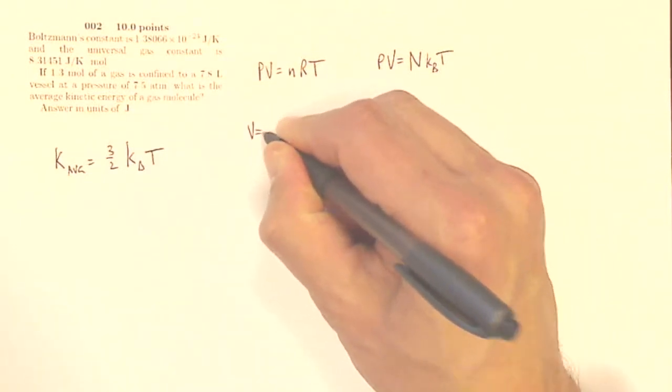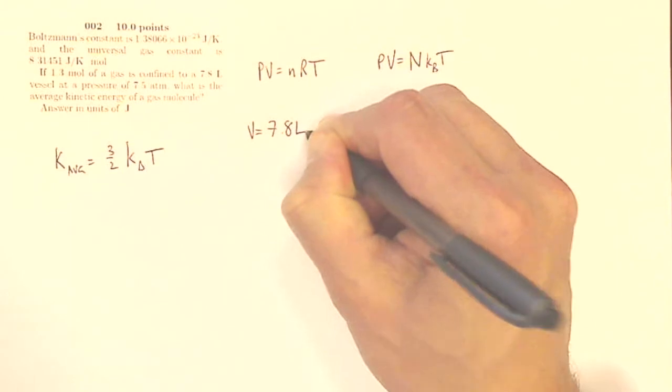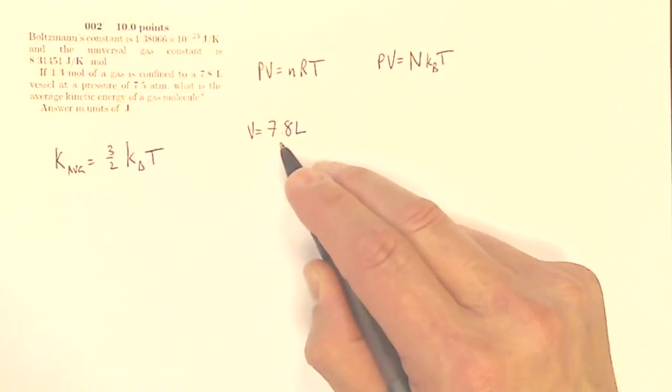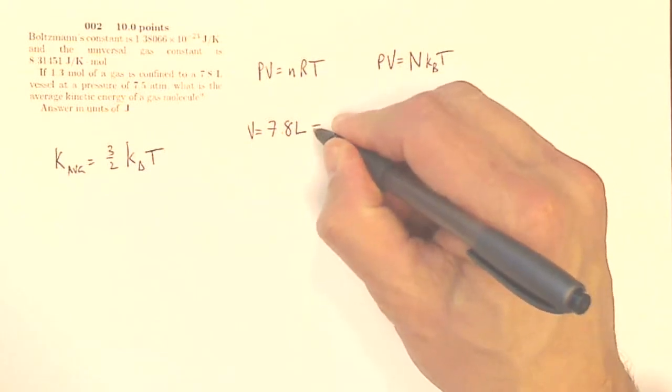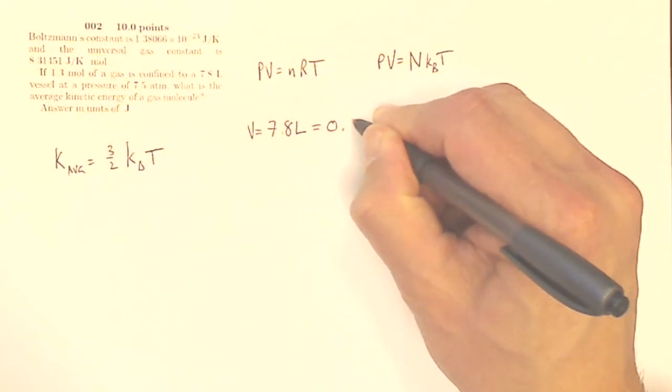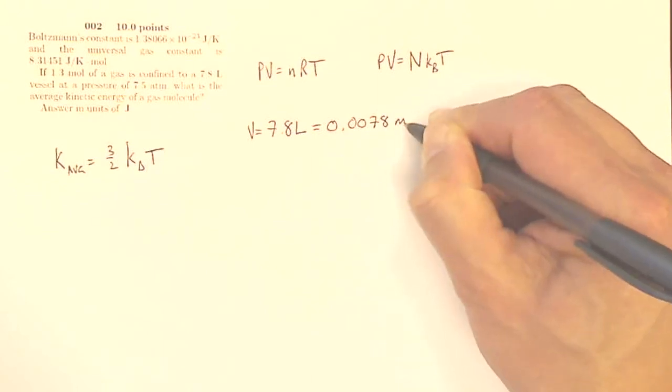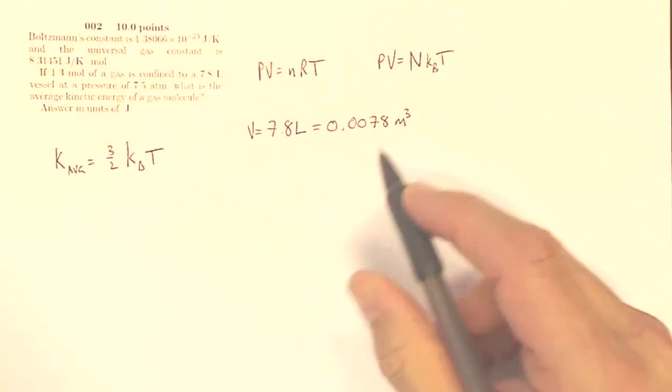My volume is 7.8 liters. I know that there are 1,000 liters in a cubic meter. So if I have 7.8 liters, that's going to be the same as 0.0078 cubic meters. That's going to be my volume.